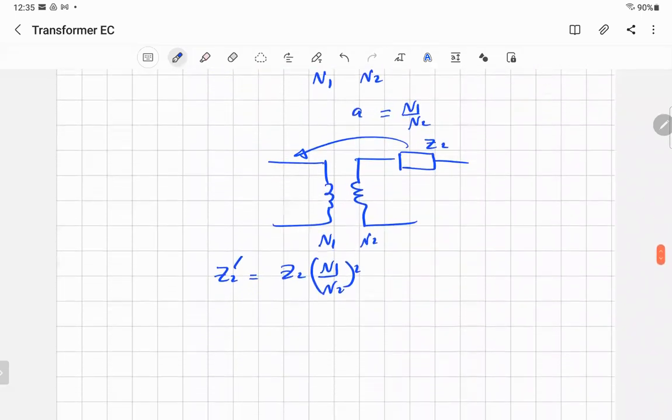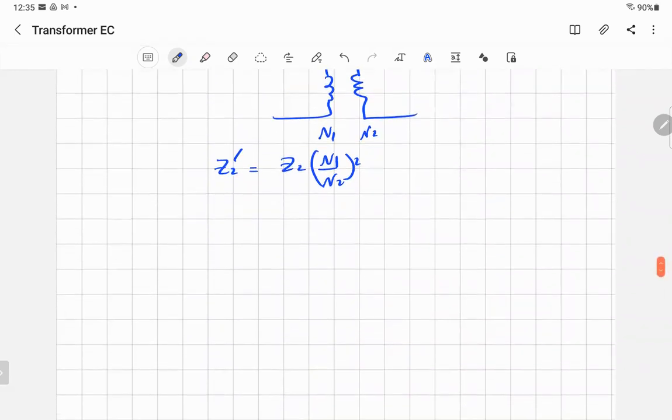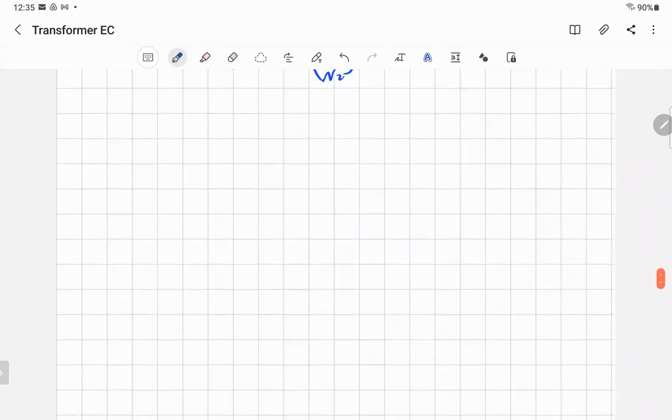So now, we got the open circuit test, we got the magnetizing branch, RC plus jXM, and I can refer it inside. All right. Now we'll go for the second test. The second test is called the short circuit test. How will we perform the short circuit test?